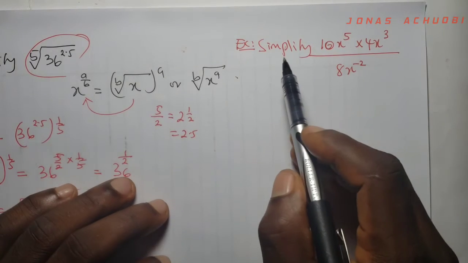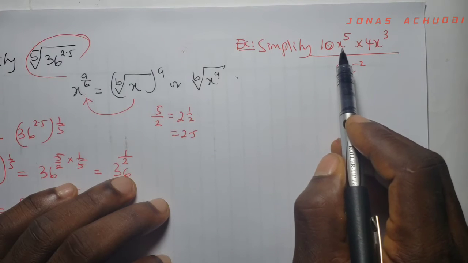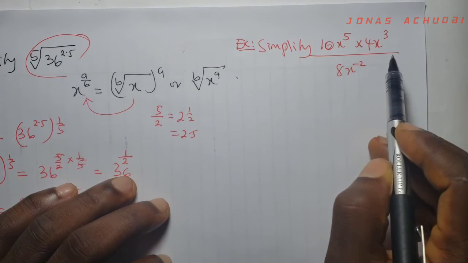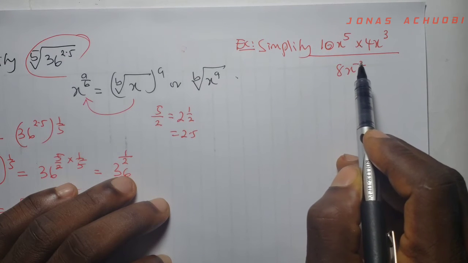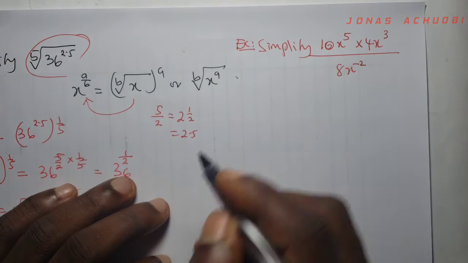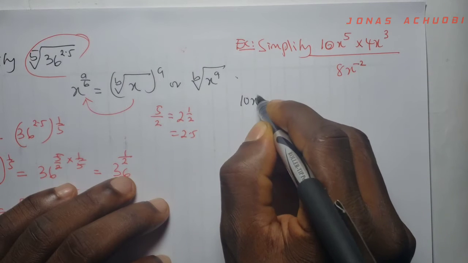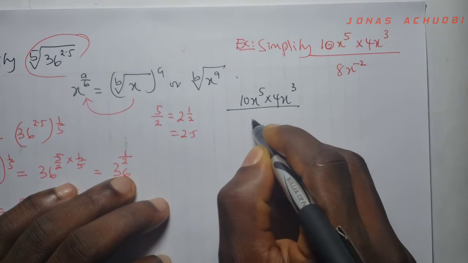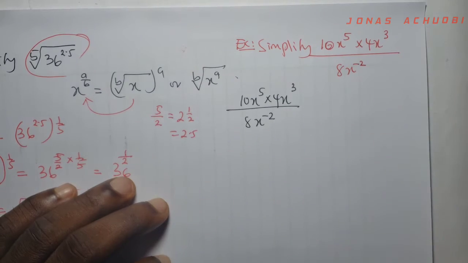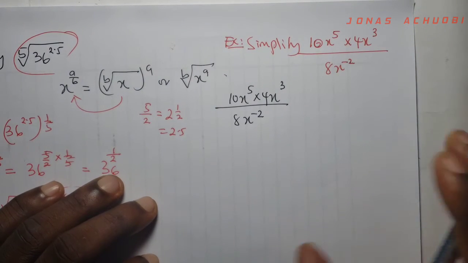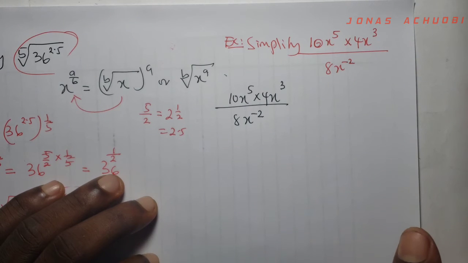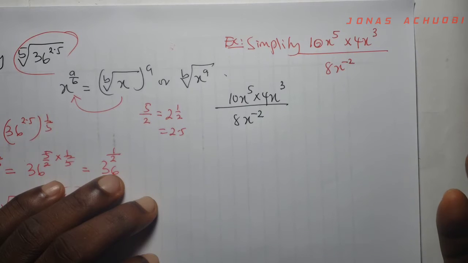Another example, we're asked to simplify 10x raised to the power 5 times 4x raised to the power 3, all of it divided by 8x raised to the power minus 2, or negative 2. So I have here 10x raised to the power 5 times 4x raised to the power 3, all divided by 8x raised to the power minus what? 2. We want to simplify. That means we want to have a very simple version of this expression. And the only way we can do that is by applying one or two, or a few laws of indices.